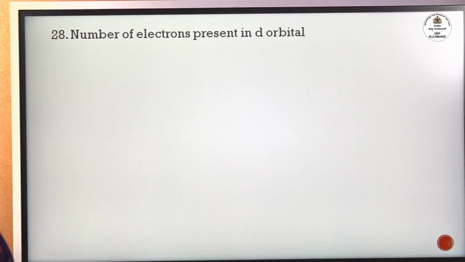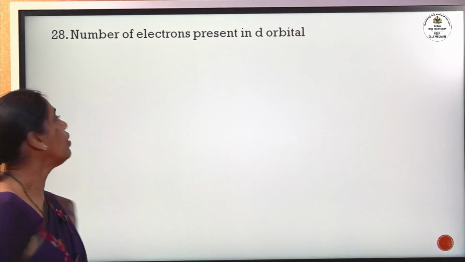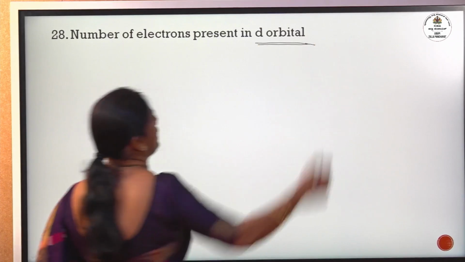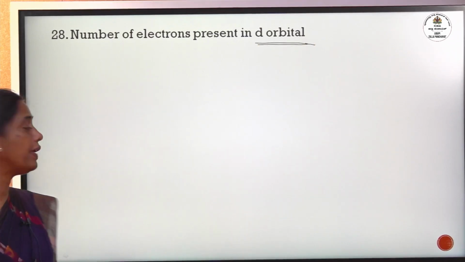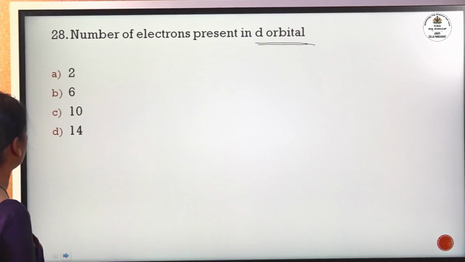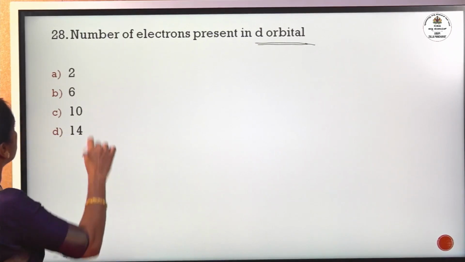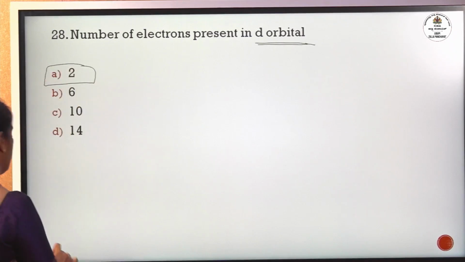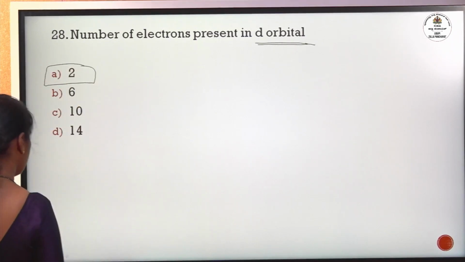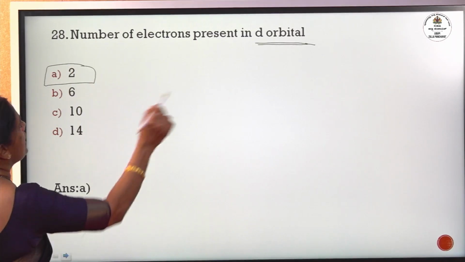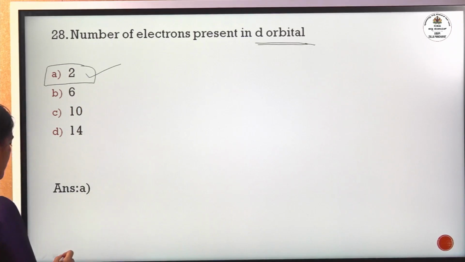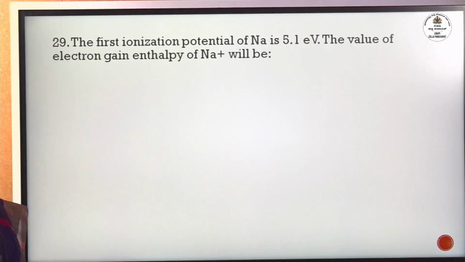We'll move on to the next question. Number of electrons present in d orbital. Now while selecting the answer, you should be very careful. We'll check the options. It is 2, 6, 10, 14. Since it is an orbital, the answer is 2. If it was a subshell, then the correct answer is 10. Since it is the number of electrons in d orbital, A is the correct answer.